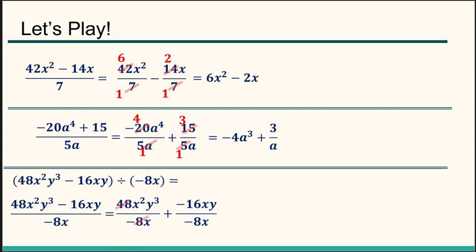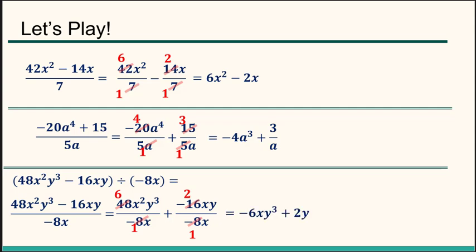So 8 goes into both of these. 8 goes into 48 six times, 8 one time. 8 goes into both of those. Negative 8, I guess you could say even. 2 and 1 here. So let's see what happens. I'll have negative 6, and then my x's, one of them will cancel and leave in the y there.